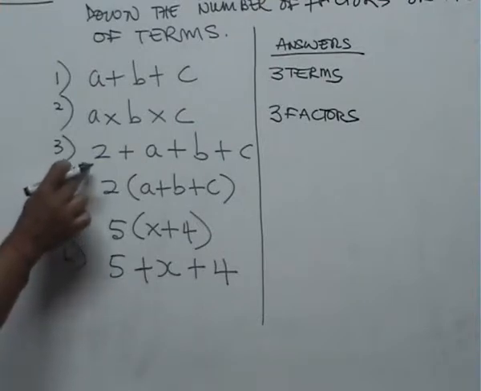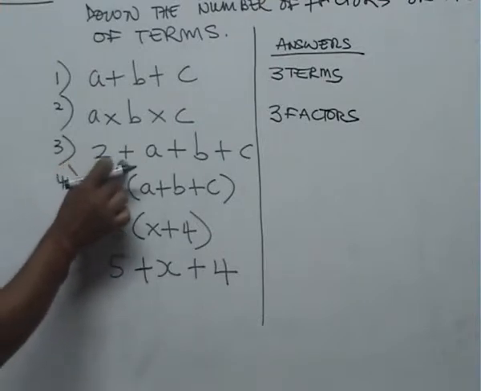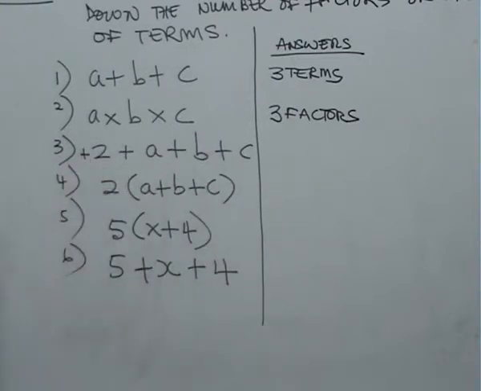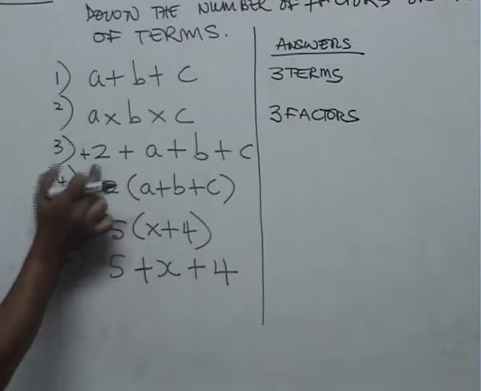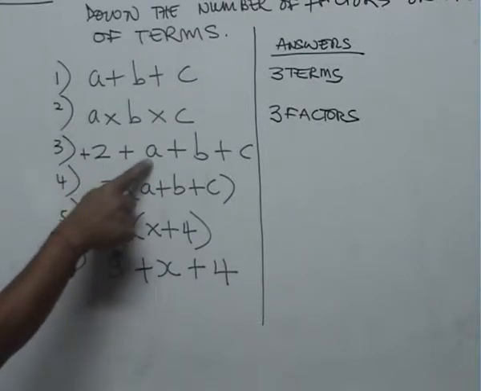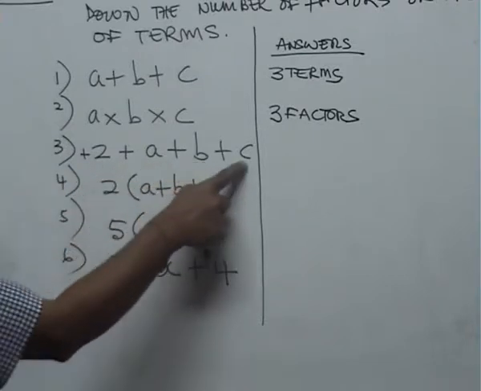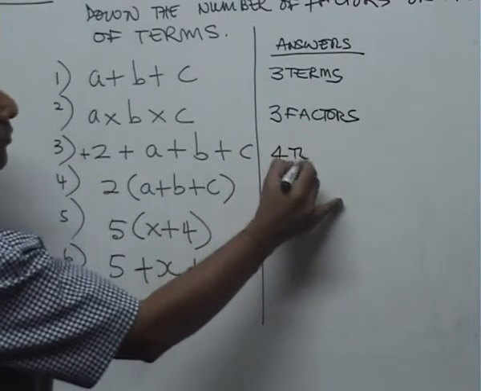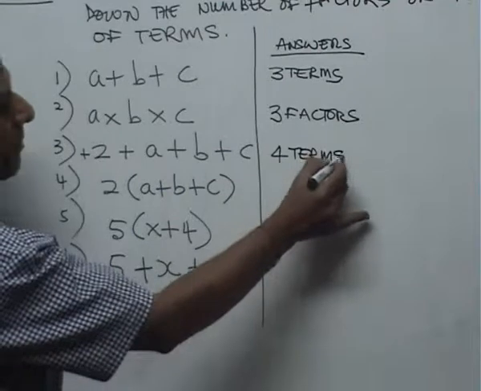If you look at number 3, you've got 2 plus A plus B plus C. Now remember there's a plus sign in the front here also. So that's 1 term, 2 terms, 3 terms, 4 terms. You see, all separated by plus. So here we have 4 terms.